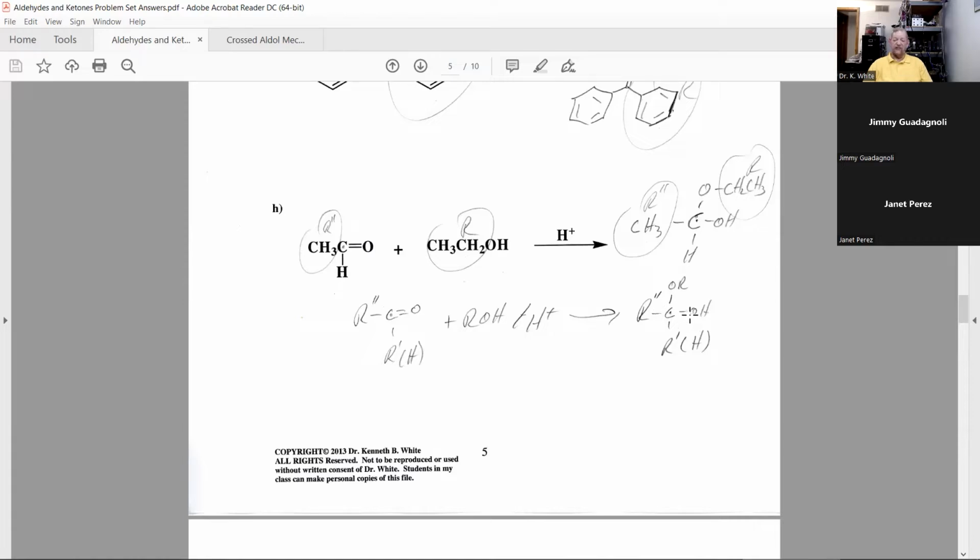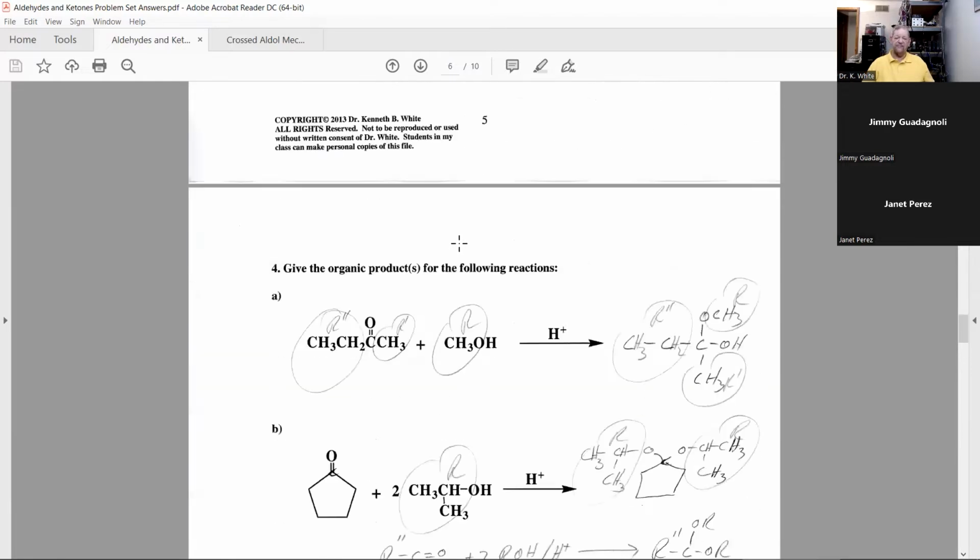This will have an OH group, then an oxygen, and the R group from the alcohol. And so here's the carbon with the dot, becomes this carbon, H is still there, methyl. This becomes OH, O, and the R comes from the alcohol.